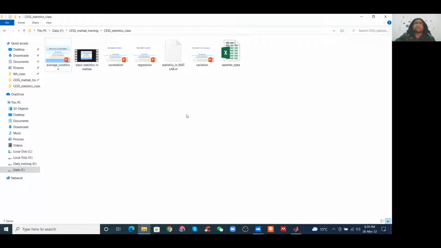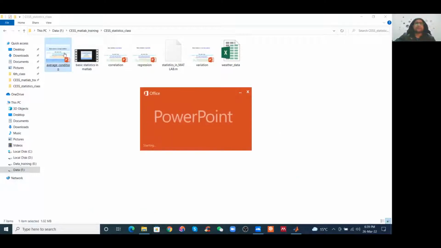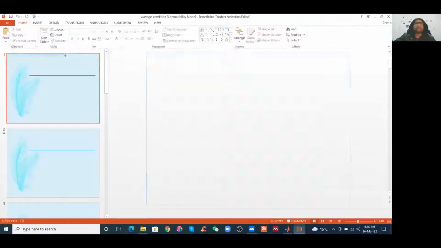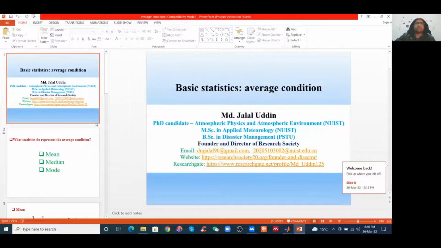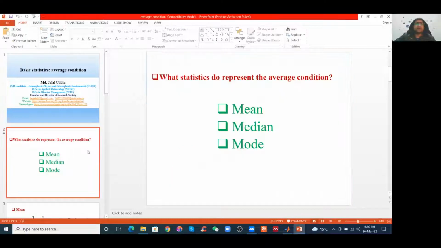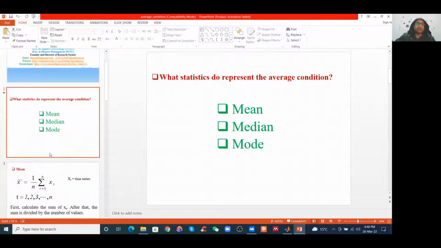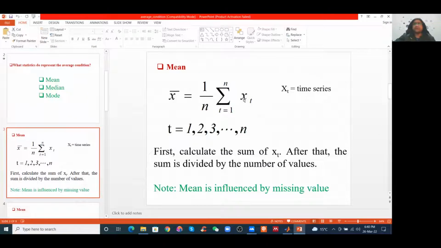So let's learn something about the statistics, because understanding is the key, and we need to know the application of our statistics. Interpretation is very important. The mean, median, and mode all show the average condition. We already know how to calculate the mean; this is very basic statistics.